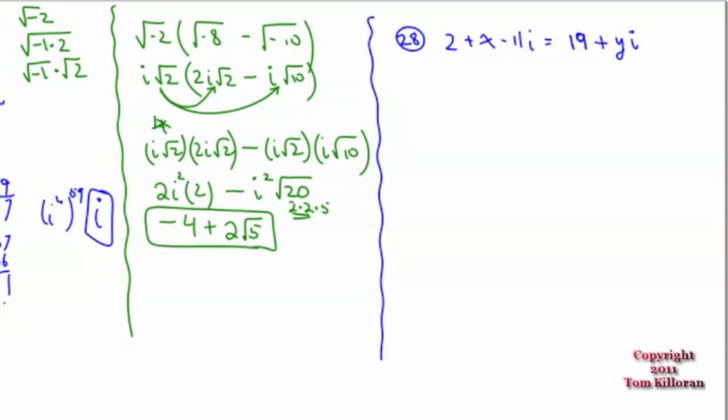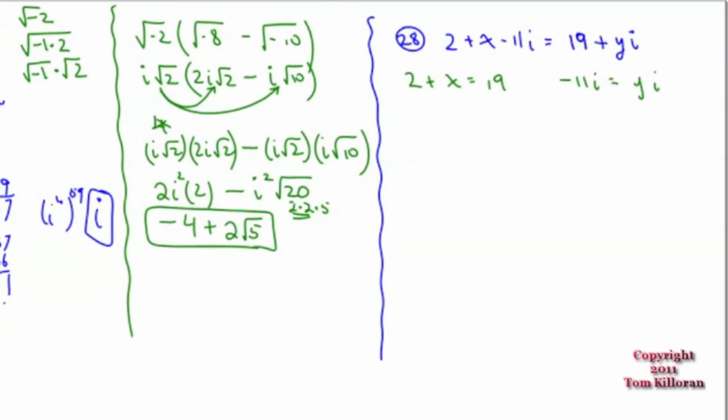So this side has a real part, which is 2 plus x, and an imaginary part, which is negative 11i. This side has a real part that is 19, and an imaginary part that is yi. So the real part has to equal the real part, and the imaginary part has to equal the imaginary part. It's actually a simplistic concept. 2 plus x equals 19. That's one of them. The real part on the left is equal to the real part on the right. And negative 11i must equal yi. Well, this one's easier to solve.